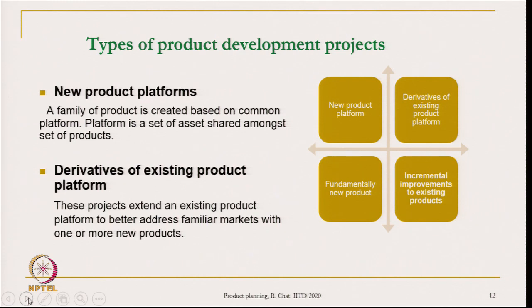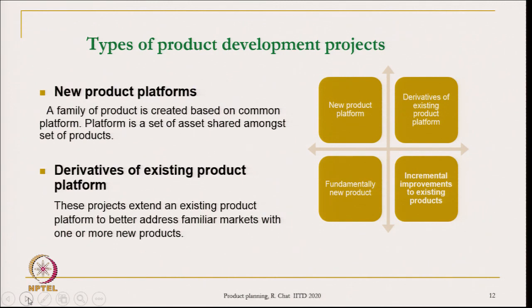Now, what is the new product platform? It means a family of products is created based on a common platform. A platform is basically a set of assets shared amongst a set of products. That means, here you choose a platform where multiple products can be made. That is what is called a completely new product platform, where using the same platform I can make many products.